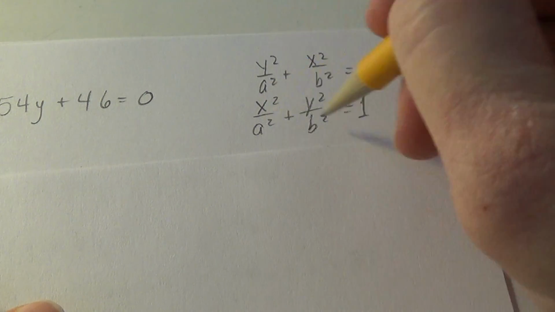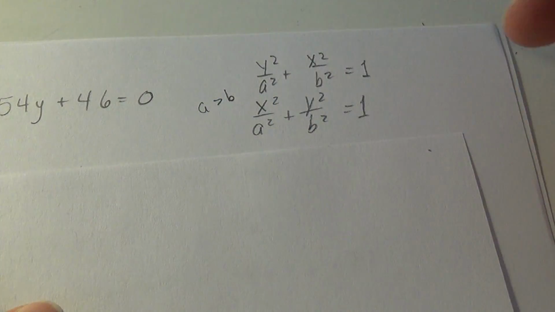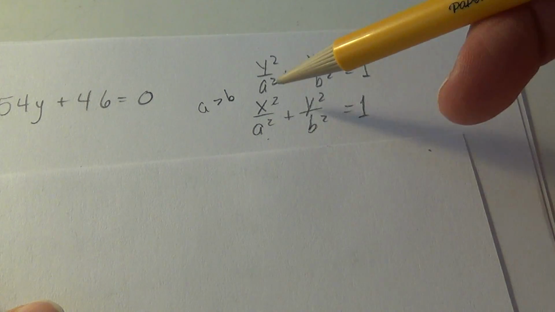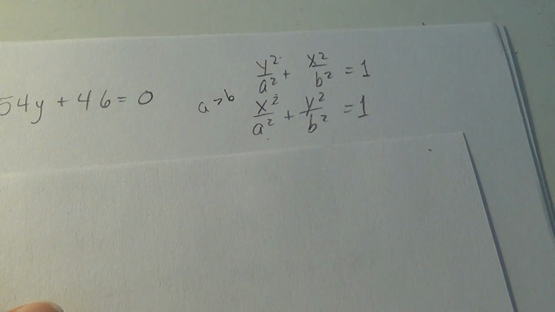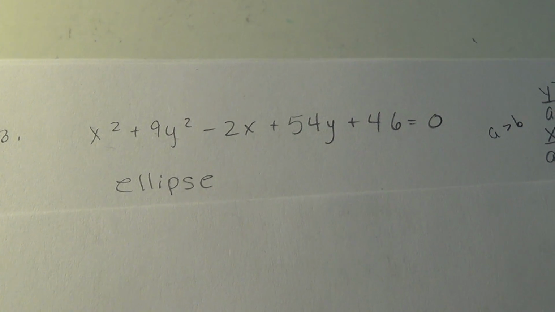And here it matters which is bigger, and if you recall, a is always bigger than b. So sometimes we have the larger term under x, and sometimes we have the larger term under y. And that will determine whether we have a horizontal or vertical, so we'll know in a little bit. So you'll just have to remain in suspense.